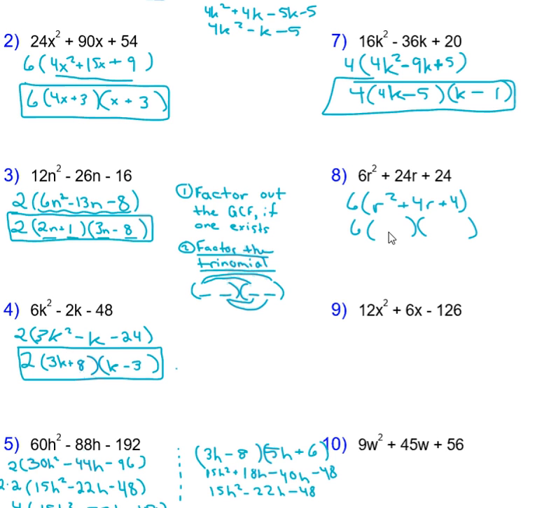R squared, so the only way you're going to get an r squared is an r times r. The last two have to multiply to 4. And then we're going to have to get that 4r in the middle when we combine the outside and the inside, so it's got to be a 2 and a 2. So first r squared, outside 2r, inside 2r, those will add together to the 4r, and the last two gives you a 4. So this one you can actually write as 6 times the quantity r plus 2 squared. And there is the answer.